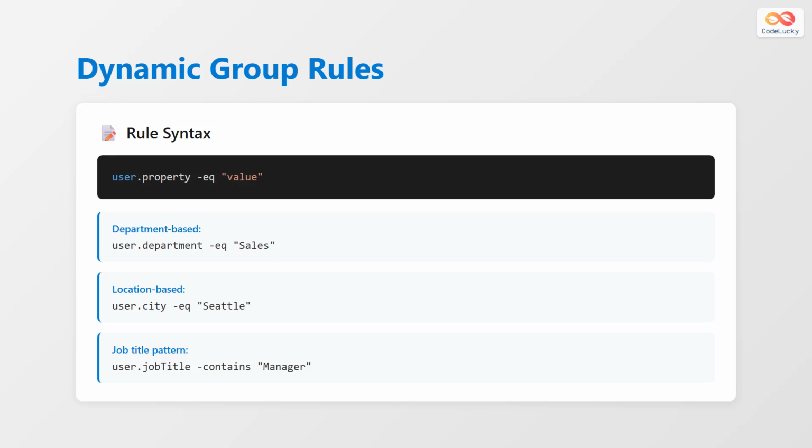Dynamic group rules use a simple syntax to automatically determine membership. The basic format is user.property followed by an operator followed by a value in quotes. For example, to create a group for all sales department members, you would write user.department -eq "sales". For location-based groups, you might use user.city -eq "Seattle". You can also use pattern matching, such as user.jobtitle -contains "manager", which would include anyone with manager in their job title.